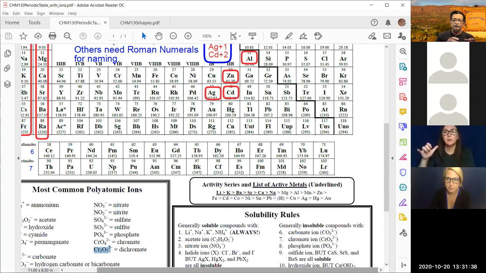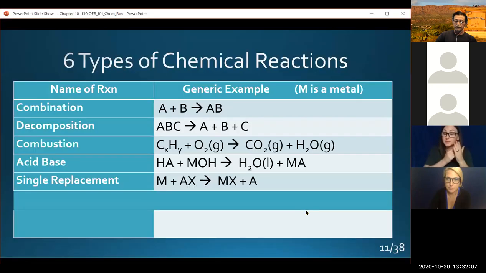Doesn't mean it doesn't react. It just means it's very inert. We can get gold to react, but it takes very vigorous conditions. That's why gold that's been buried for thousands of years, you take it out, it's still as shiny as the day it was made, because it's very unreactive. So be familiar with the activity series, because we're going to use that to determine if a reaction is going to proceed. And we have a very simple step process to determine whether that's going to happen or not. We'll get to it.